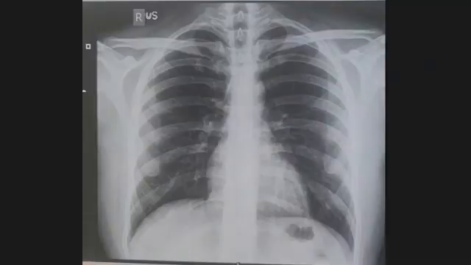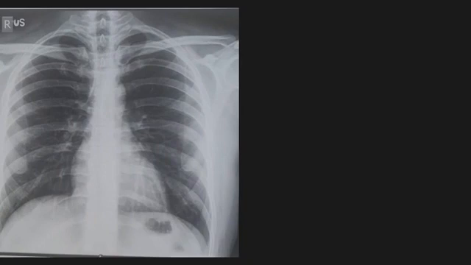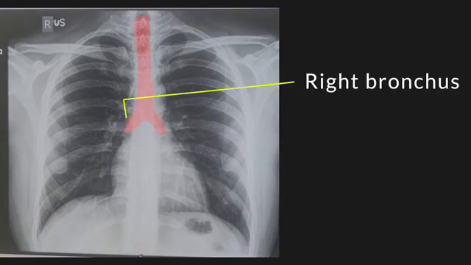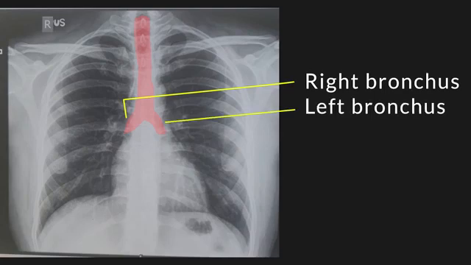Now, I'll tell you the structures which are normally seen on a chest X-ray. I'll just mark and name the structures, and I'll discuss them in detail in the later part of this video. So this is the trachea, this is the carina, this is the right bronchus, and this one is the left bronchus. The trachea divides into the right and the left bronchus.